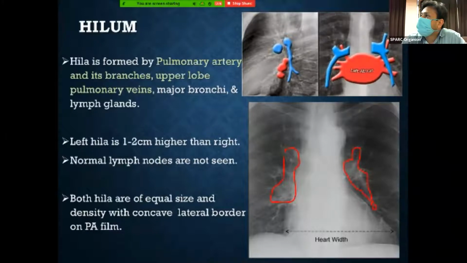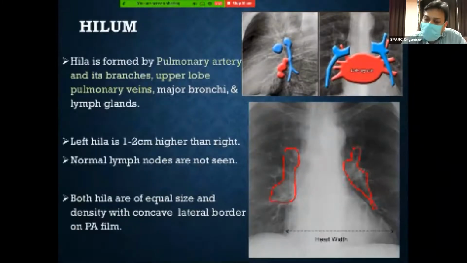And usually the left hilum is slightly higher than the right hilum, and they are usually equal in size and equal in density, and the outer margin of the hilum should be concave. So these are the features of a normal hilar shadow.